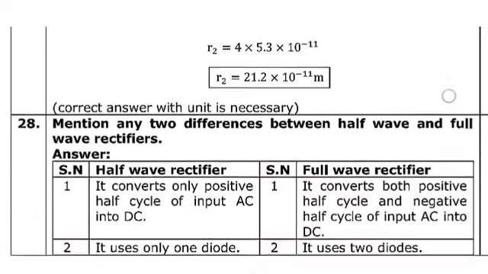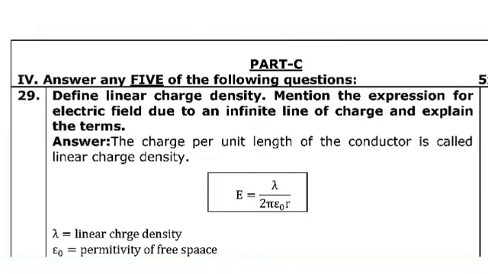Okay. Next is part C, question number 29. Define linear charge density. Mention the expression for electric field due to an infinite line of charge and explain the terms. First we have to define linear charge density. We know that it is the charge per unit length of the conductor. In case if they ask volume charge density, it is the charge per unit volume of the conductor.